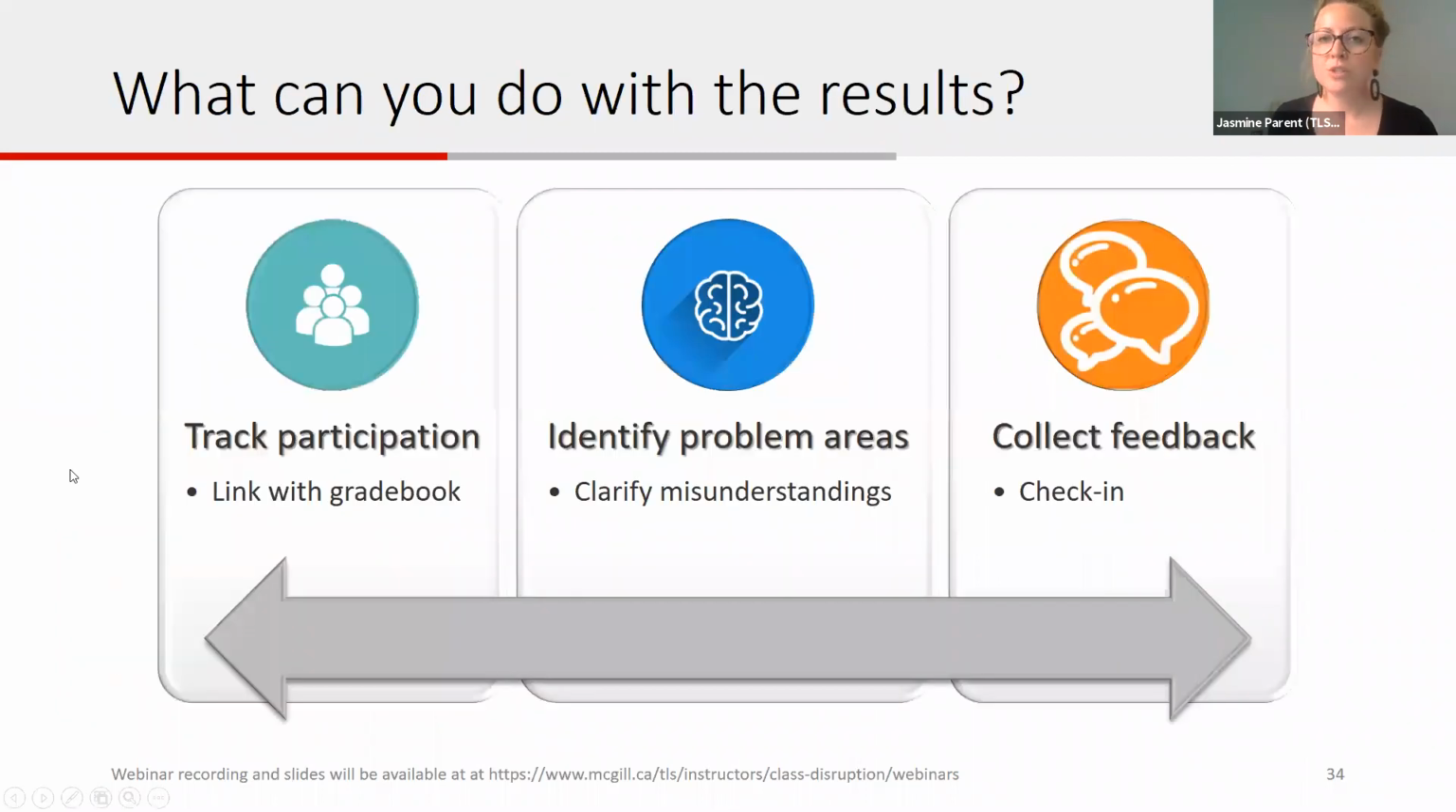And finally, once you've run a session and you have results, what can you do with the results? You can track participation, which is something that you can set up within Turning Point. Since you can link Turning Point to your course in My Courses, you can then upload participation points directly to your gradebook in My Courses. Second, the results might be helpful for you to identify problem areas. You can take a closer look at them after your lecture, perhaps see where students might have been having misunderstandings, which you can then clarify in the next lecture.